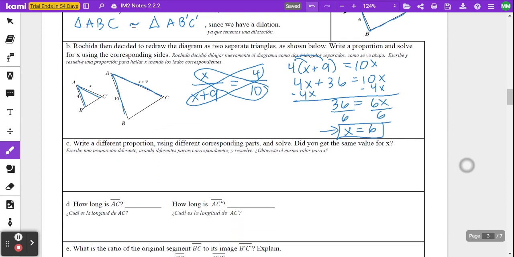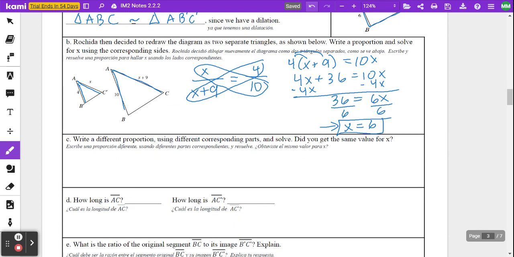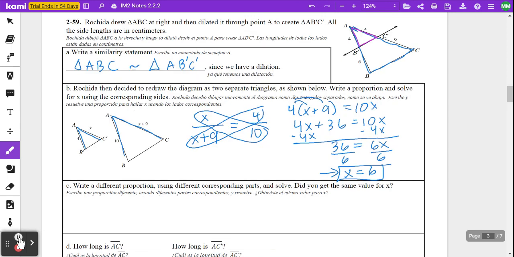Okay, let's write another proportion using different corresponding parts and solve. Will we get the same value for x? I mean, first of all, what is this even asking? Different corresponding parts? I thought that we were only talking about side length as corresponding parts. No, there is an easier way.